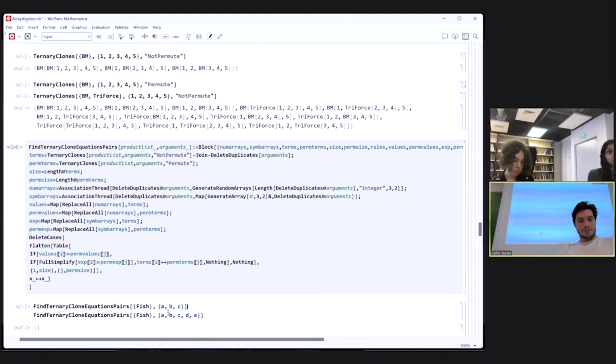So, for example, this first argument here is going to find in the fish product how many equations exist of the form A, B, C equals one of the 3 elements A, B, C, right? Or equal to one of the permutations of the elements. And of course, we all know that the fish doesn't have any symmetries, so the output of that first line is empty. So I have a question.